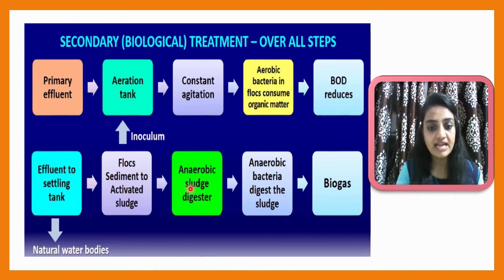Okay, and then inside the anaerobic sludge digester, anaerobic bacteria will work and digest the sludge, and as a result of that, biogas will be formed. That is a mixture of methane gas, hydrogen sulfide gas, and carbon dioxide gas.